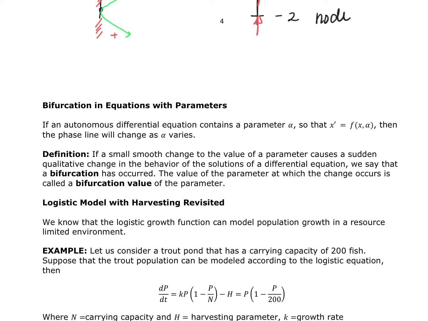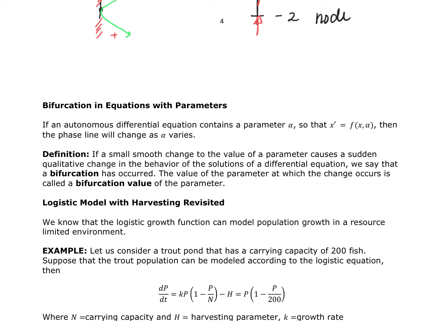Last thing we're going to talk about is bifurcation in equations with parameters. If it's an autonomous differential equation which contains some parameter, we're going to call it alpha, so that x prime is a function of my dependent variable and alpha only, still does not have my independent variable. The phase line will change as alpha varies. As my parameter varies, my phase line should change.